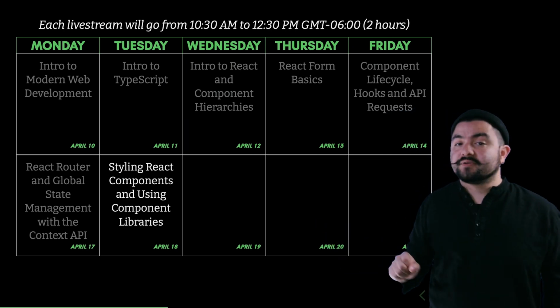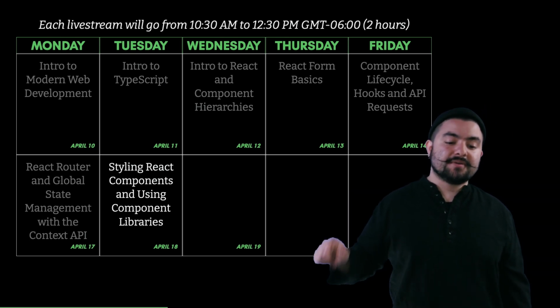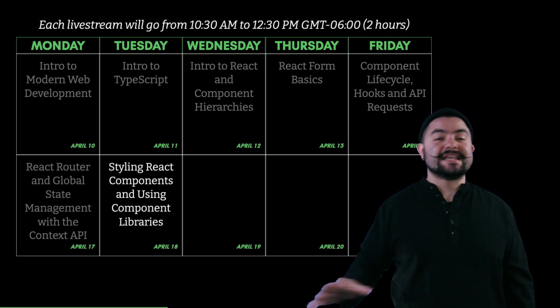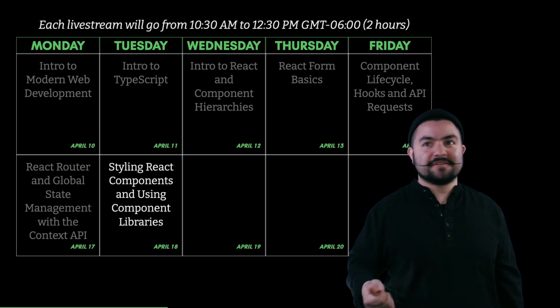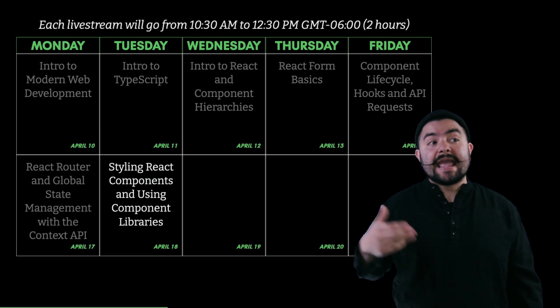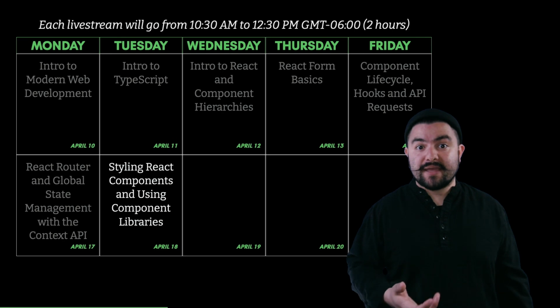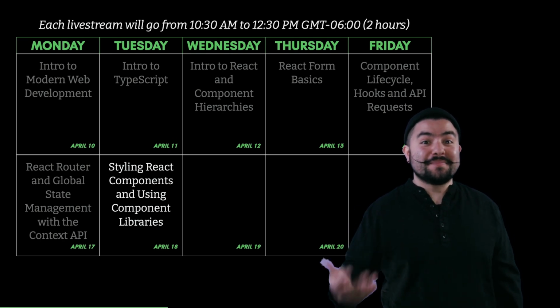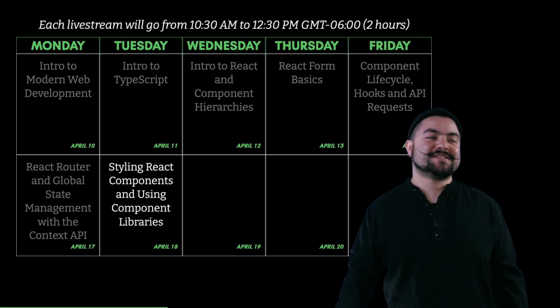And then on Tuesday, April 18th, we're going to talk about styling React components and using component libraries in your React app. So we're going to talk about styled components, CSS-in-JS, Tailwind, and component libraries like Material UI and React Bootstrap. And you'll be able to form an opinion on which of those you prefer and what you'd like to use in your React application.